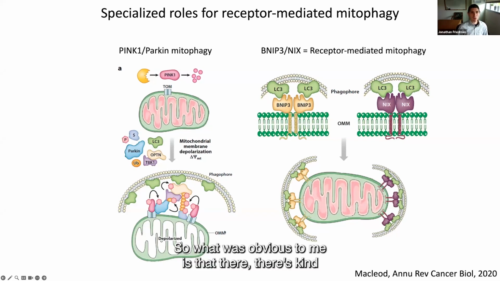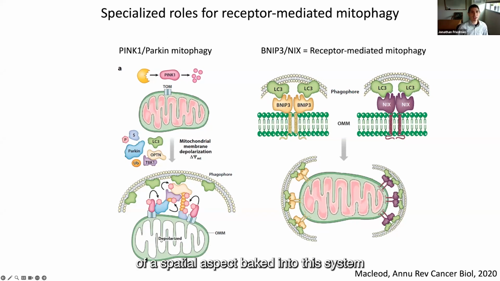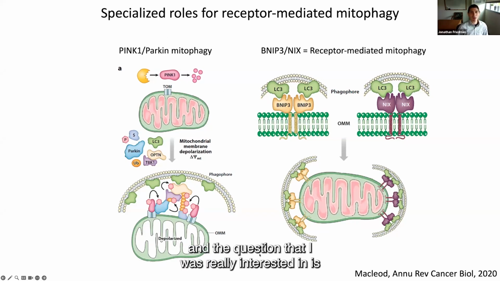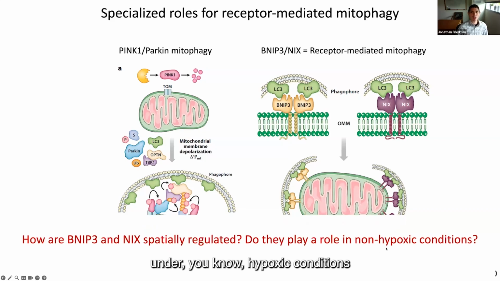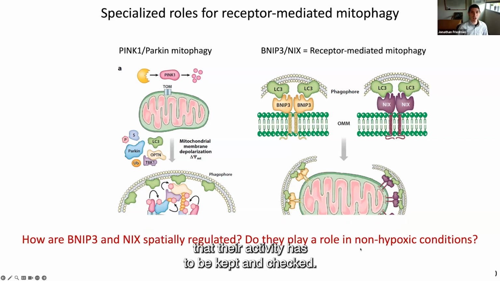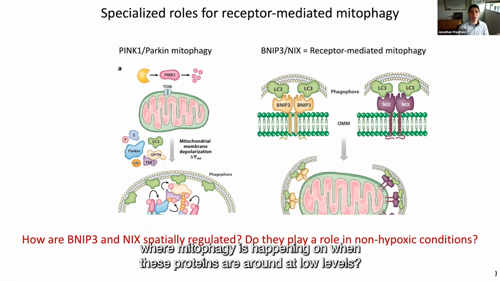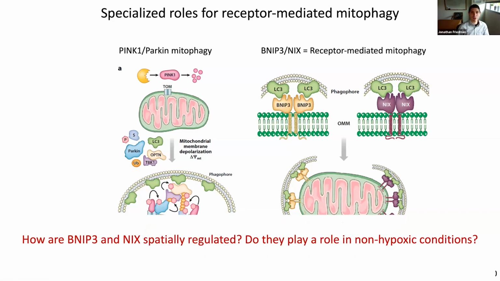So what was obvious to me is that there's kind of a spatial aspect baked into this system. And the question that I was really interested in is, for this receptor-mediated mitophagy pathway where BNIP3 and NIX are tail anchored in the mitochondrial outer membrane, even though these proteins are really implicated under hypoxic conditions or a stress response role, there had to be some way that their activity is kept in check. And then secondarily, there has to be something that actually dictates where they get activated within the mitochondrial network, right? How do you actually define where mitophagy is happening when these proteins are around at low levels?